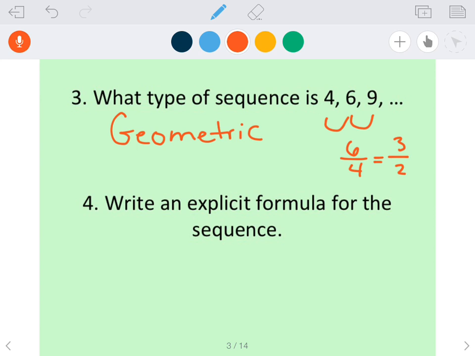So when we have to write an explicit formula for the sequence, we are going to write a sub n equals, the first term is 4 times 3/2 for our common ratio to the n minus 1.